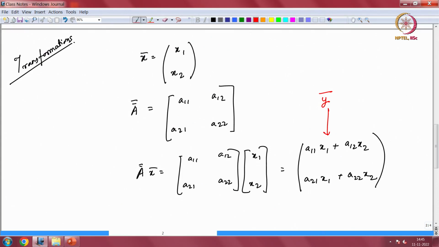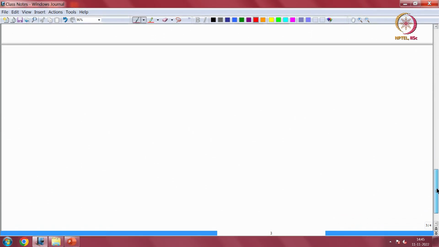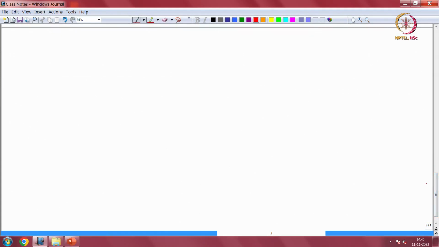Welcome back everybody. We were discussing tensors in the last class, vector spaces and tensors. Where we stopped last time was this example of transformations, and we were discussing how if you have a column vector, then you can have this two-dimensional matrix consisting of 4 terms as a tensor that can operate on this column vector and give rise to another vector, right?